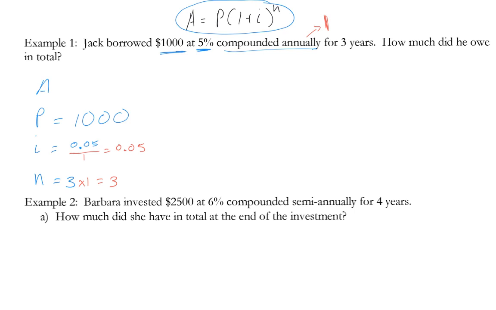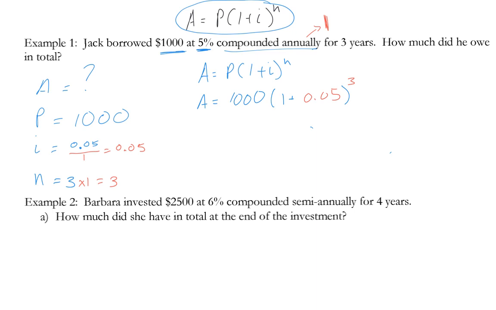So now we take our basic equation: A is equal to P(1 plus i) to the n. We're literally going to substitute what we have on the left side here. We do not know the A value, but we do know the P, the i, and the n. The P is 1,000. The i is 1 plus 0.05, which is raised to the power of n, which is 3.